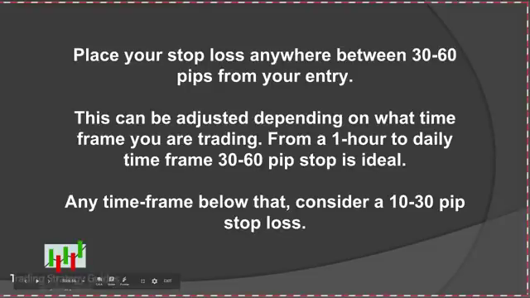So for your stop loss placement, place your stop anywhere between 30 to 60 pips from your entry. This can be adjusted depending on what time frame you're trading. From a 1 hour to a daily time frame, the 30 to 60 pip stop is ideal, and for any time frame below that, consider a 10 to 30 pip stop. You want to keep it in an average, because you don't want one big losing trade to take out a series of wins. If you win a bunch of trades in a row using like a 15 pip stop, and then all of a sudden you decide to take a 100 pip stop, well, that one losing trade can wipe out all your winners. So you want to keep it consistent.